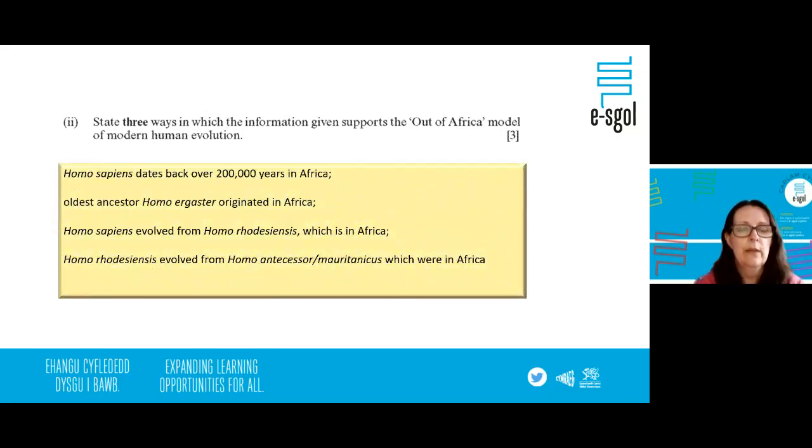So we can see that Homo sapiens dates back to over 200,000 years ago in Africa. The oldest ancestor, Homo ergaster, originated in Africa, and other suggestions are that Homo sapiens evolved from Homo rhodesiensis, which is in Africa, and Homo rhodesiensis evolved from Homo antecessor, which were in Africa as well. So that's the idea relating that evolution from those original ancestors that were in Africa.